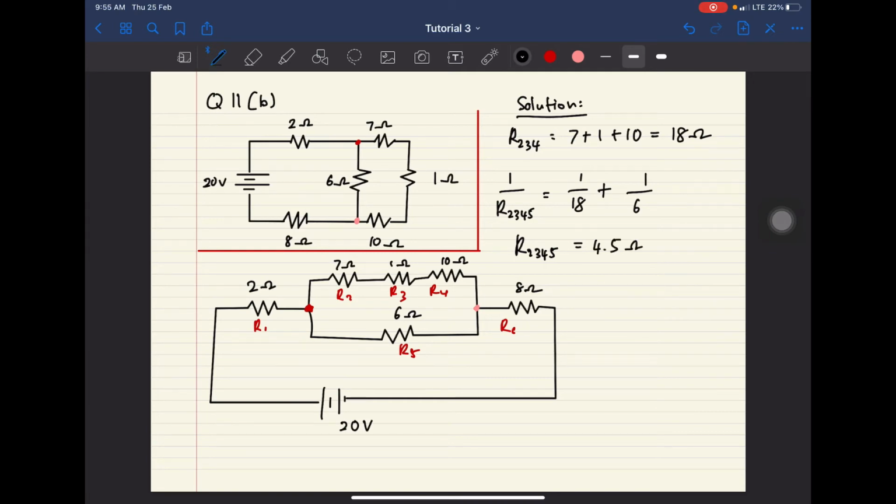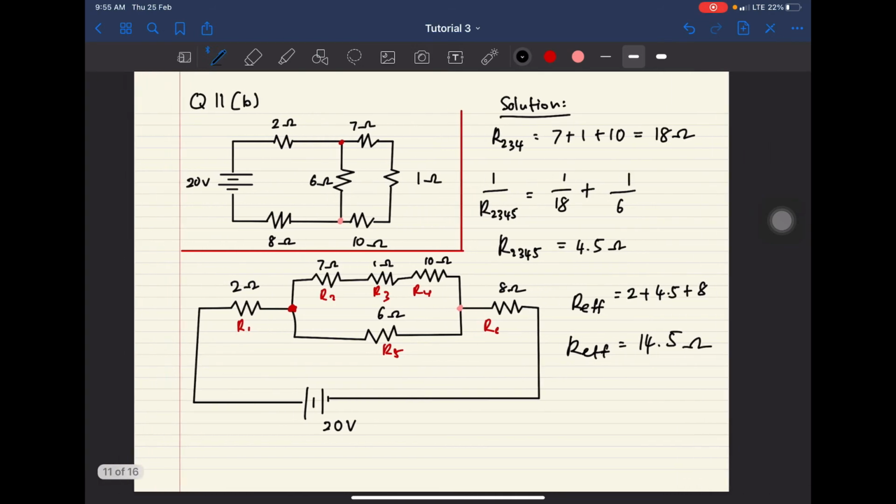Okay, now I have combined this part. So the next one will obviously try to combine the three resistors that are now in series. So my R effective is equals to 2 plus 4.5, the one that we calculated just now, plus 8. So my R effective will be equals to 14.5 ohm.